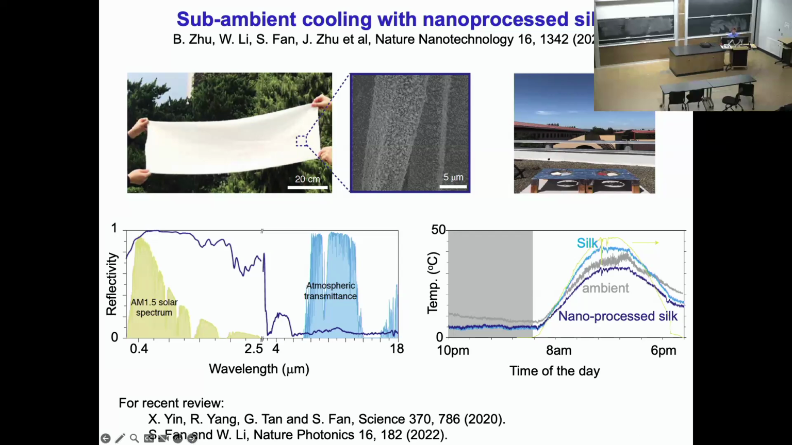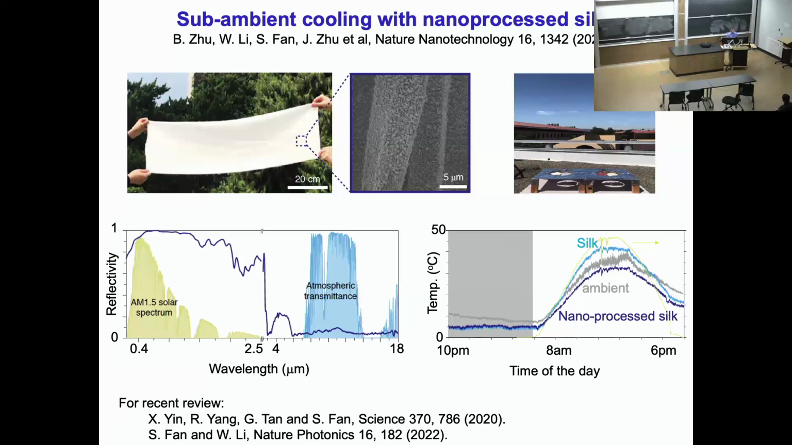So this, again, is a rooftop setup at Stanford. As you can see here in this experimental data, native silk is above the ambient air temperature, but this nanoprocessed silk actually is below the ambient air temperature, even under direct sunlight. So this is an example that, in fact, by engineering textiles, you can actually wear your own air conditioner.